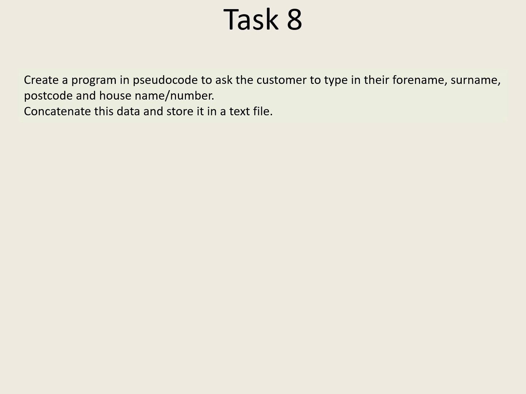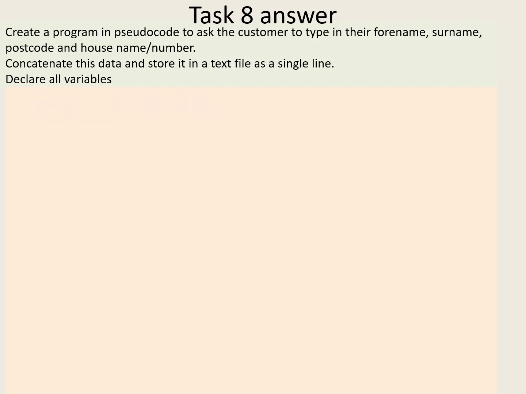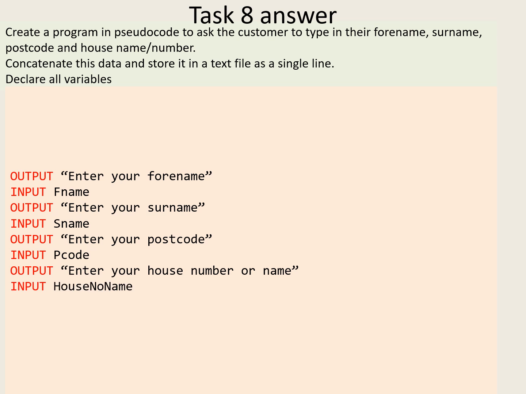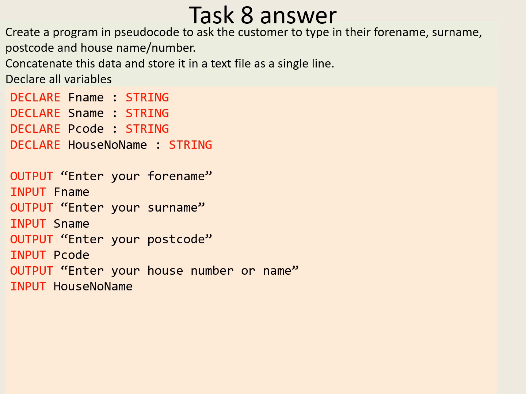So let's go ahead and I'll pause the video, have a go at it first, and then press play and we'll see the solution. Okay, so let's go ahead and look at the solution to this now. You can see I've actually said in the question you declare all variables as well. I've sneakily added that in. So let's collect the data first. We're inputting forename, we're inputting surname, we're inputting postcode, we're inputting the house number or name, house no name. Okay, I'm going to declare all of those as well. Good practice, they're all strings.